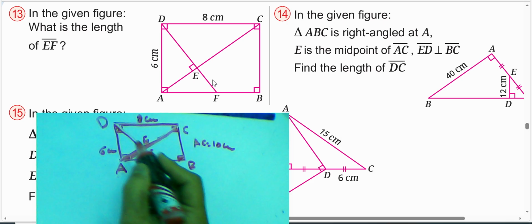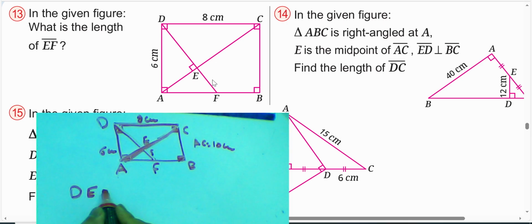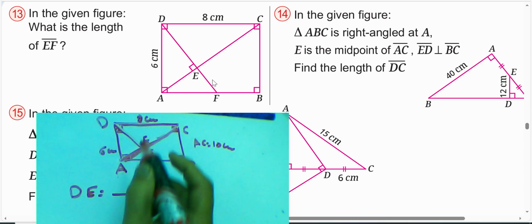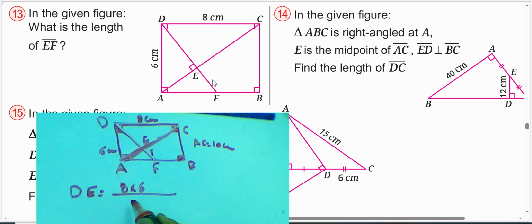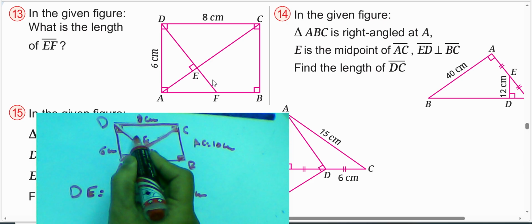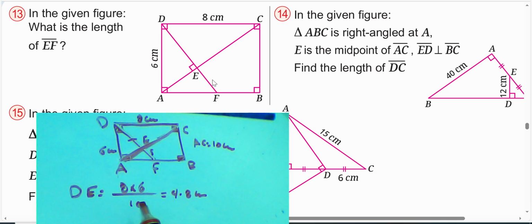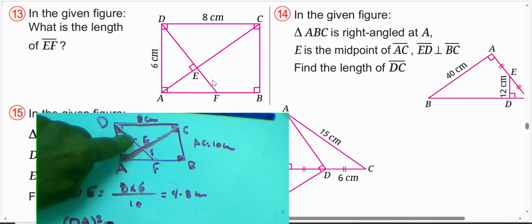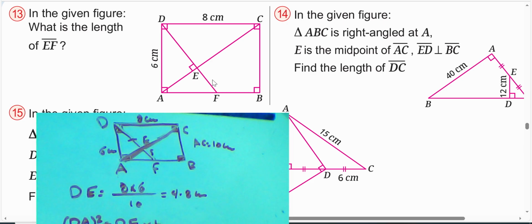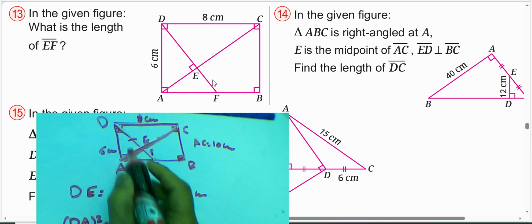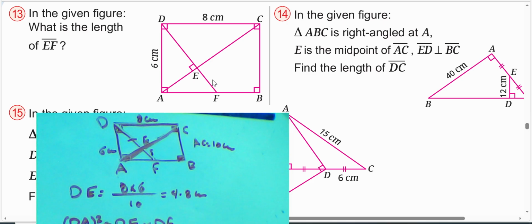What is this line segment? We can find DE from Euclid's theorem. DE equals 8 times 6 divided by 10. It will be 4.8 centimeters. This line segment is 4.8 centimeters, and we know DA power 2 equals DE times DF. Then DA power 2, 6 power 2 is 36, equals DE, which was 4.8.